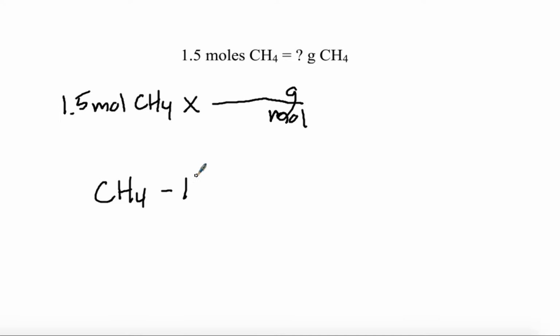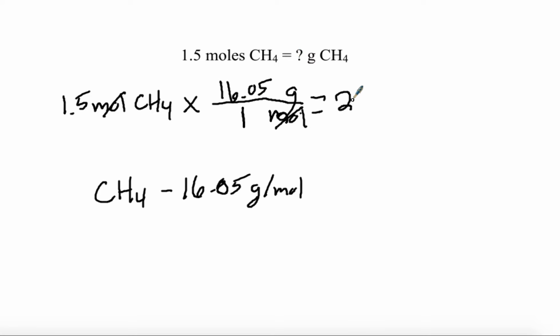has a mass of 16.05 grams per mole. I'll let you go through the math to figure that out. So again, it's going to be 16.05 grams for every 1 mole. You can see here that the 1 is now in the denominator rather than the numerator because we're looking for a different unit. Our moles cancel out and all we're left with is grams, which is what we're looking for. So we get 1.5 times 16.05 divided by 1, which is 24.08 grams.